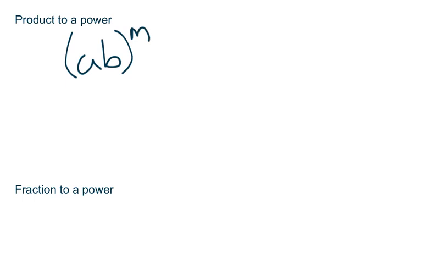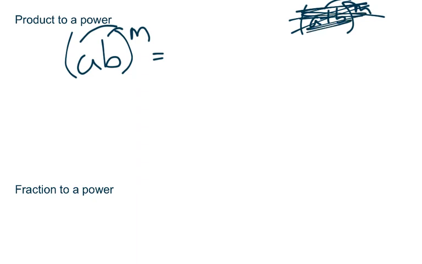This is the one chance that you get to actually distribute an exponent. If you had a plus b to the m power, you don't get to do that. You don't get to distribute an exponent like that. The only time you get to distribute an exponent is if it's multiplying two things and then raising it to a power. So this would be a to the m, b to the m.